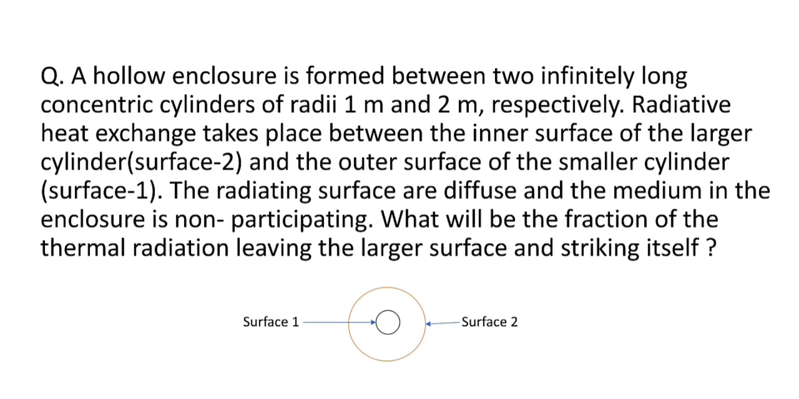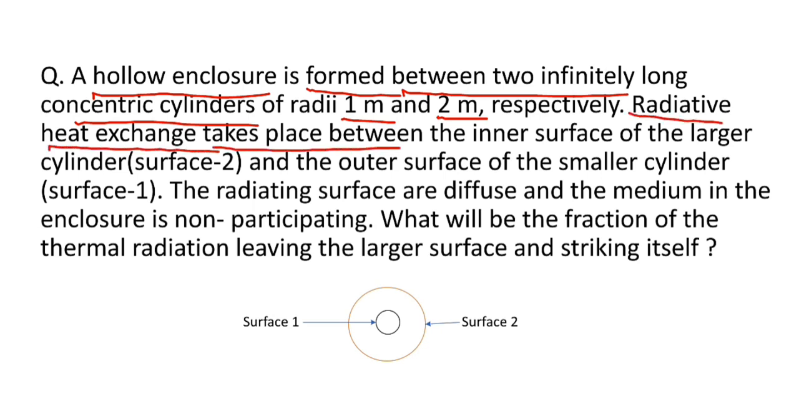In the given question there is a hollow enclosure formed between two infinitely long concentric cylinders, one of radius 1 meter and the other of 2 meter. Radiative heat exchange takes place between the inner surface of the larger cylinder, that is surface 2, and the outer surface of the smaller cylinder, that is surface 1.